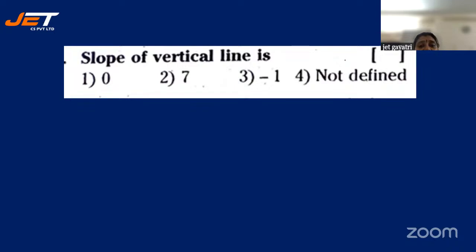Slope of vertical line is dash. Is it 0? Is it 7? Is it -1? Or is it not defined? Let me give you the time so that you can read the question and give me the answer. Slope of vertical line.